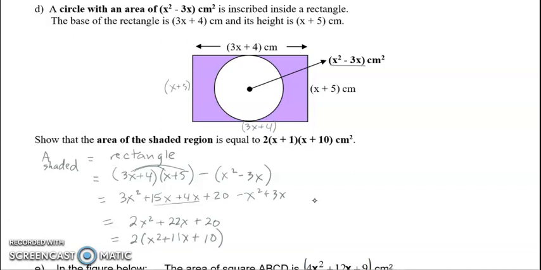And then we can factor that trinomial equals 2 bracket x plus 11, x plus 1. Whoops, not x plus 11, silly. x plus 10, x plus 1. Just like we wanted to show, centimeters squared.